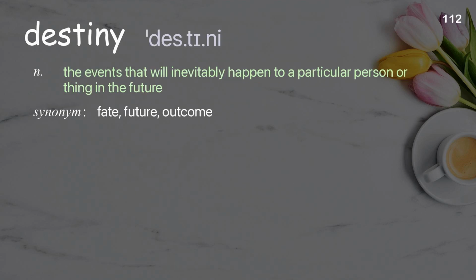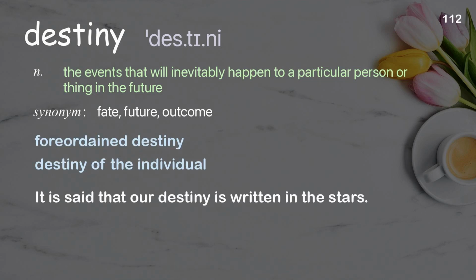Destiny. The events that will inevitably happen to a particular person or thing in the future. Examples: foreordained destiny. Destiny of the individual. It is said that our destiny is written in the stars.